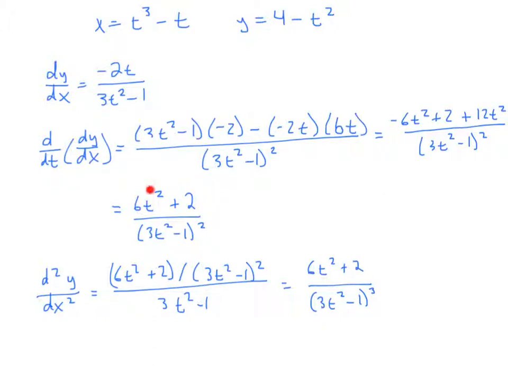Now we take this derivative that we just found and put it over the dx/dt, which is what we have on the bottom, 3t squared minus 1. And this denominator from our previous derivative over our dx/dt are the same, so we can combine those, and we get 6t squared plus 2 over the quantity of 3t squared minus 1 cubed. And that is the end of these notes.